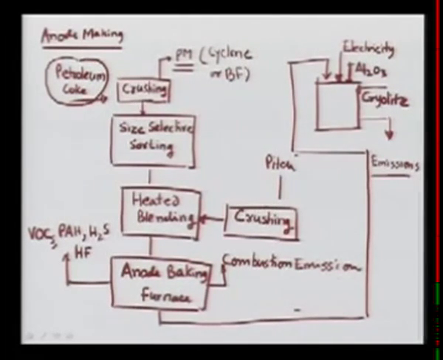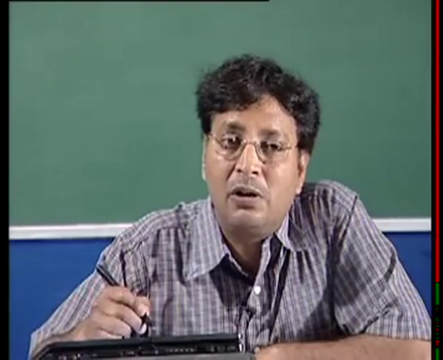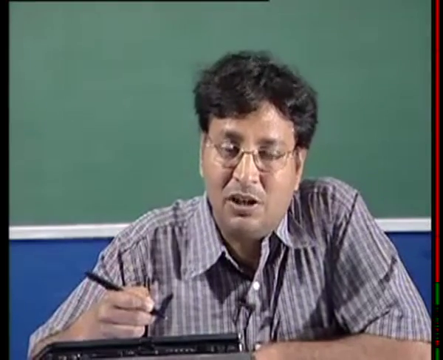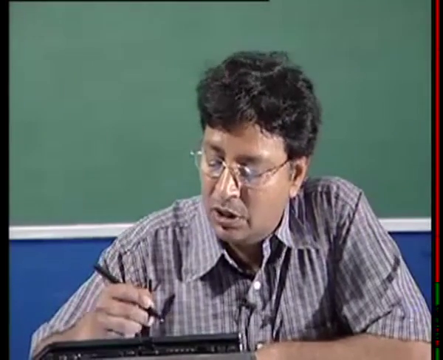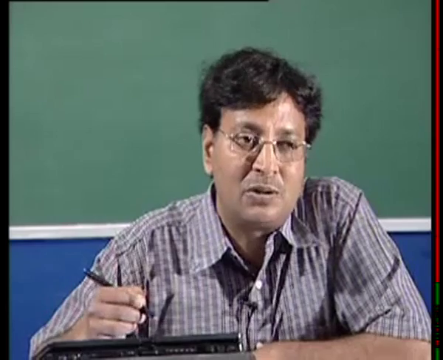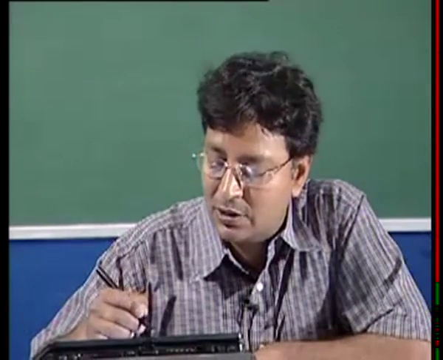Okay. Once the crushing is done, it's very important that when we are making the anode, various sizes are needed. So we basically have a process called size selective sorting. As we do the sieving, for example, to sort the various particle sizes, it is essentially sieving that we do.